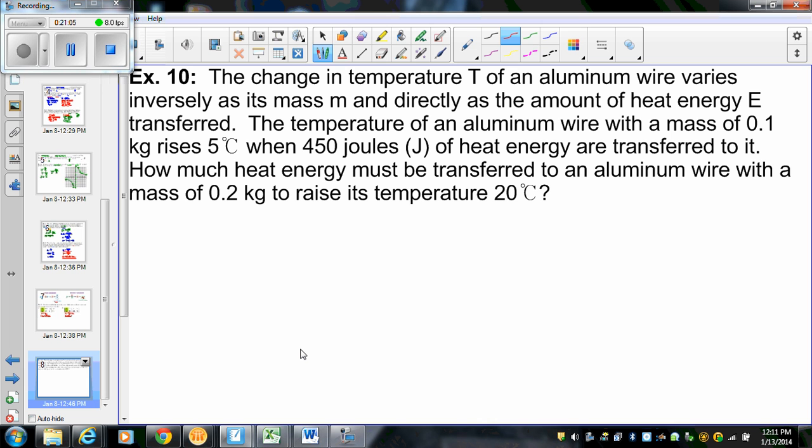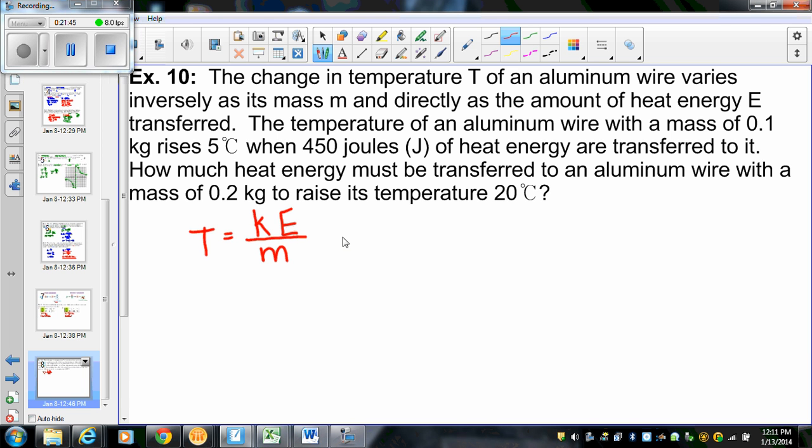So the last thing we have is a combined variation. Combined variation is when you have both direct and inverse relationships in the same situation. Here, for example, it says the change in temperature T of an aluminum wire varies inversely as its mass, so the mass would be in the denominator, and directly as the amount of heat energy. So since it's direct, anything that's direct is in the numerator, anything that's inverse is in the denominator. And then, of course, we can't forget our constant of variation, which can always just go in the numerator for any of these combined variation problems.